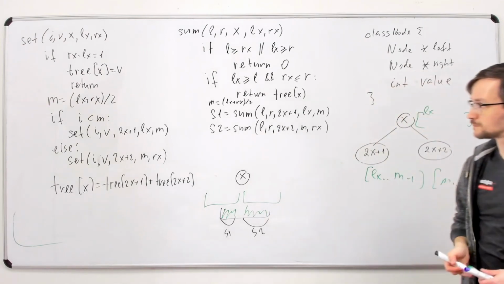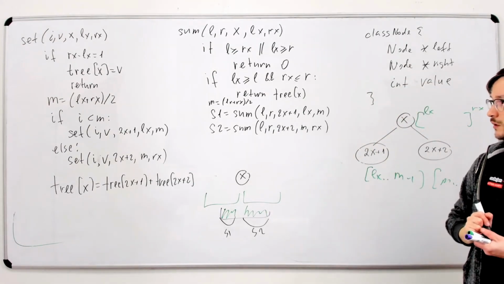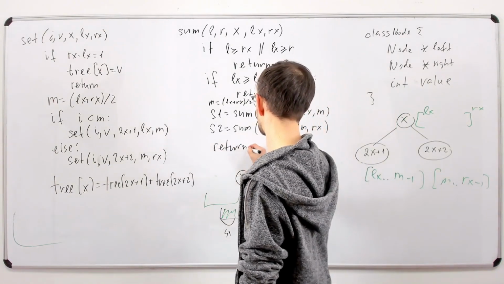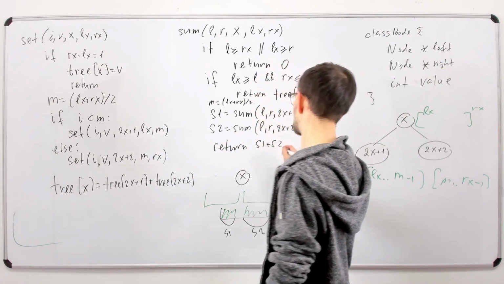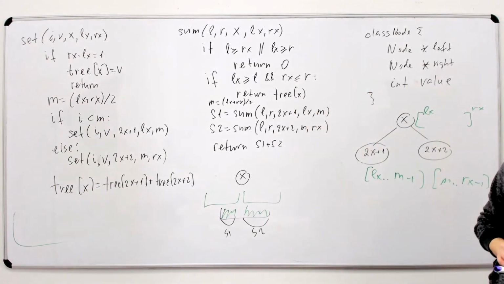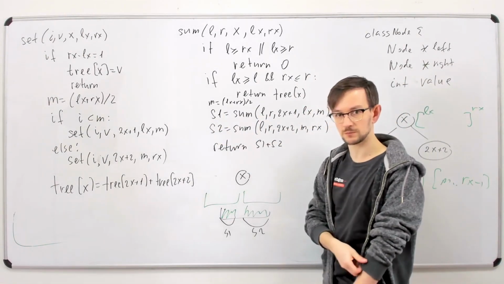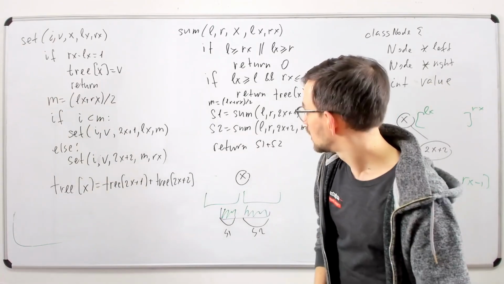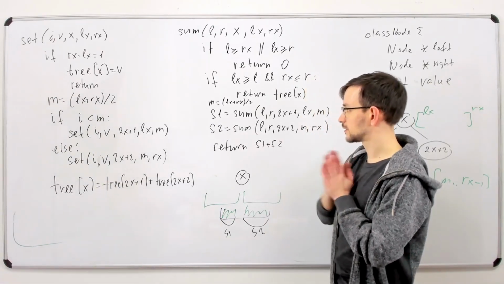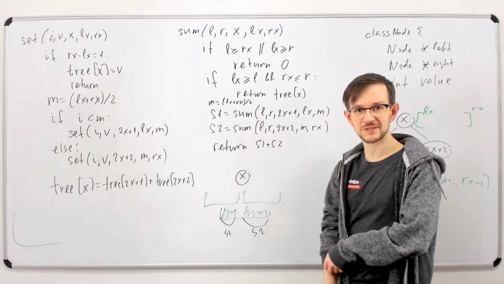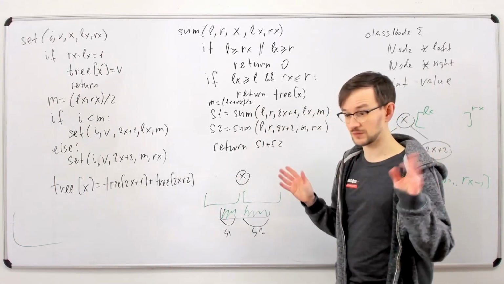Like this. That's all. Now just calculate the sum of these elements. So that is the whole code of the segment tree for the sum. Nothing complicated actually. You can just use this code in C++ and it will work. Very simple.